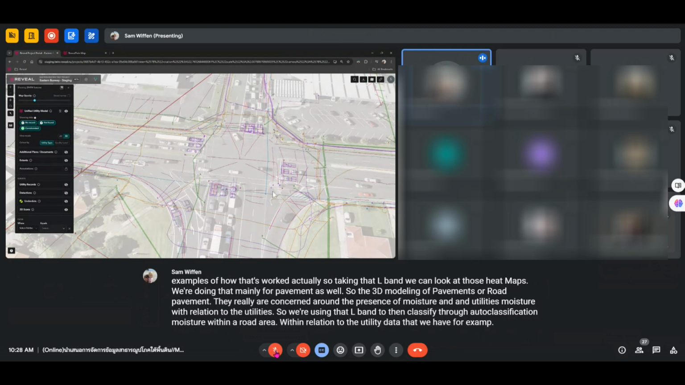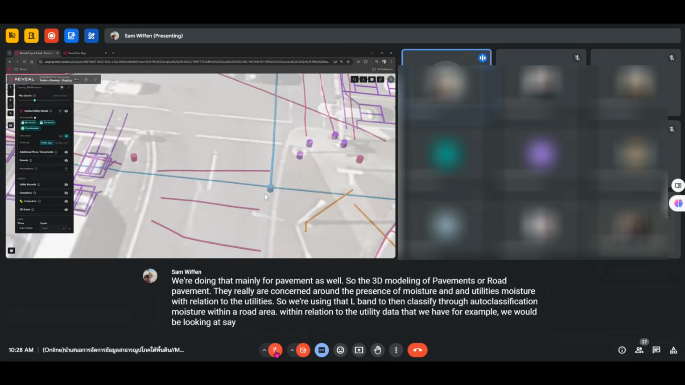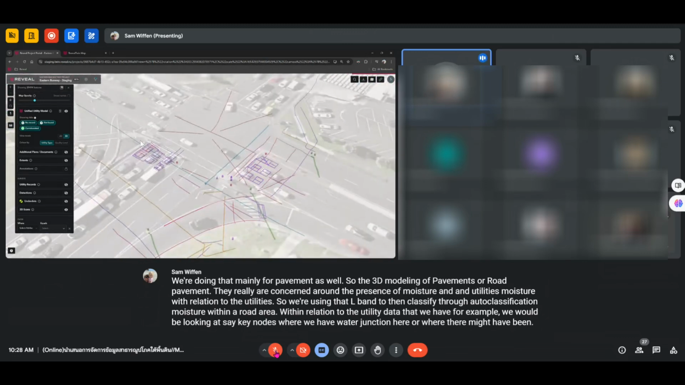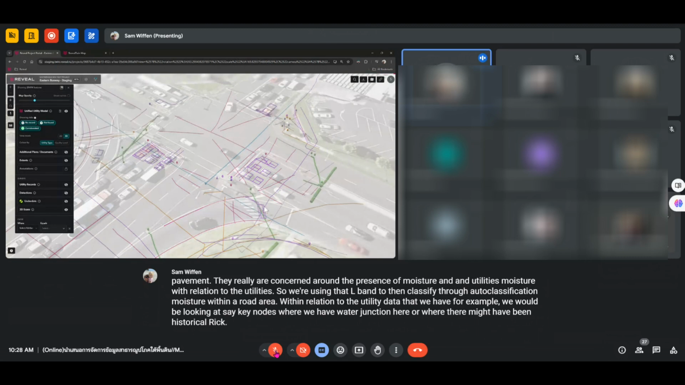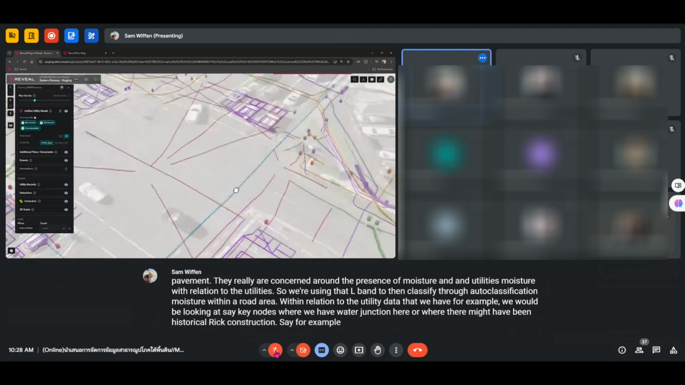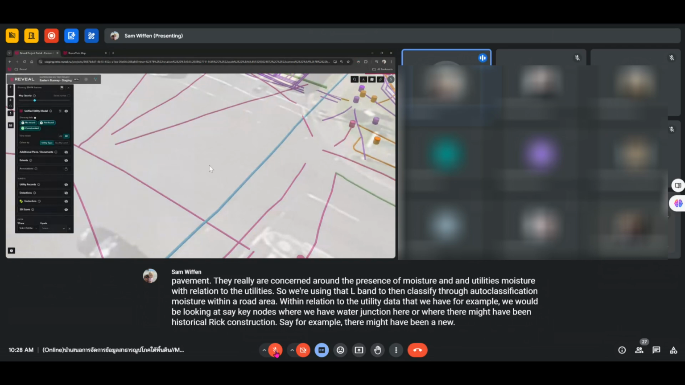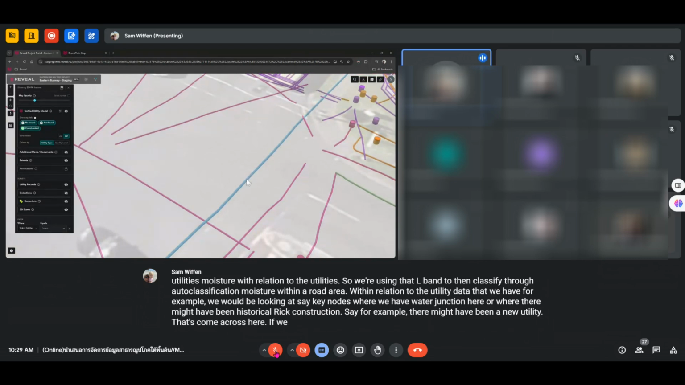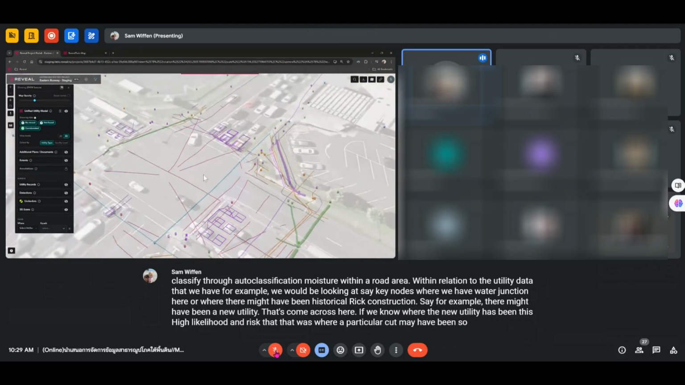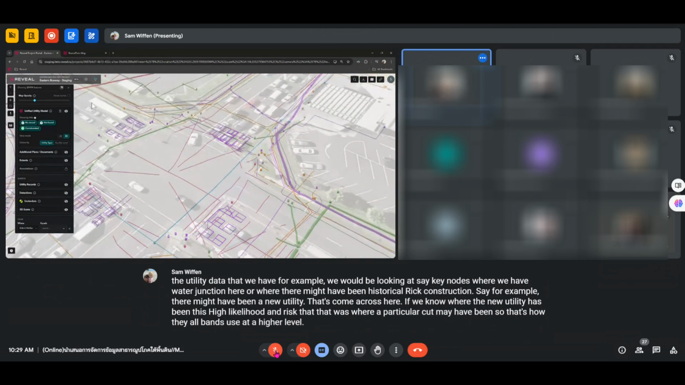For example, we would be looking at key nodes where we have a water junction here, or where there might have been historical construction. Say, for example, there might have been a new utility that's come across here. If we know where the new utility has been, there's high likelihood and risk that that was where a particular cut may have been. So that's how the L-band's used at a higher level.